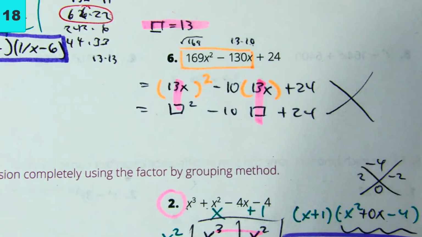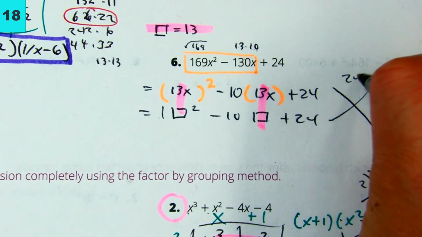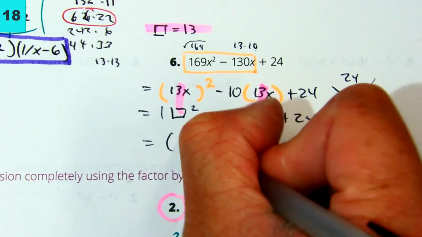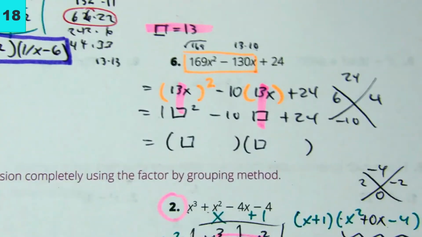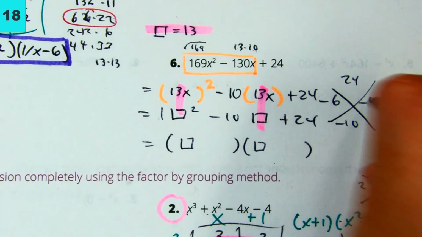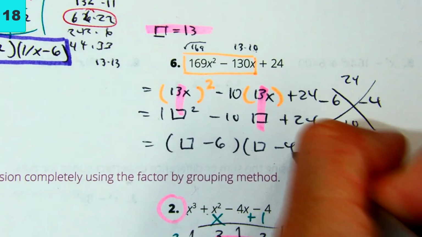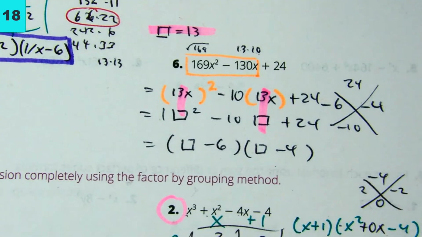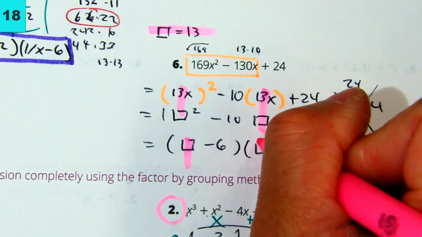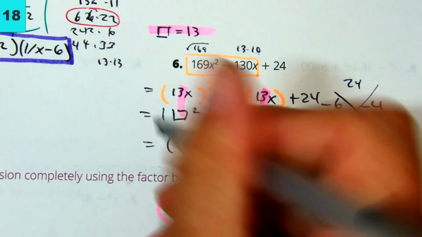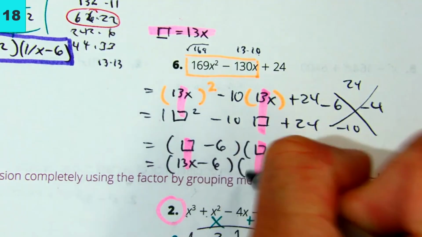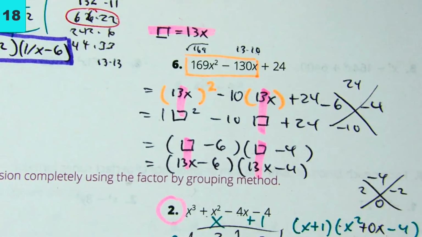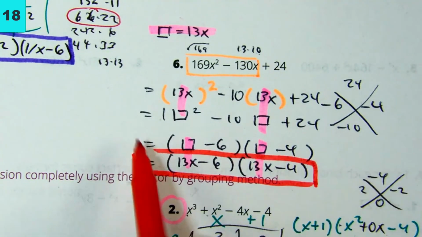And if I just use my x, a times c is 24, b value is negative 10. Class, what are the two numbers? 6 and 4. Negative 6, negative 4. And then I just do the substitution again. So you will get 13x minus 6, and then 13x minus 4 is your answer.